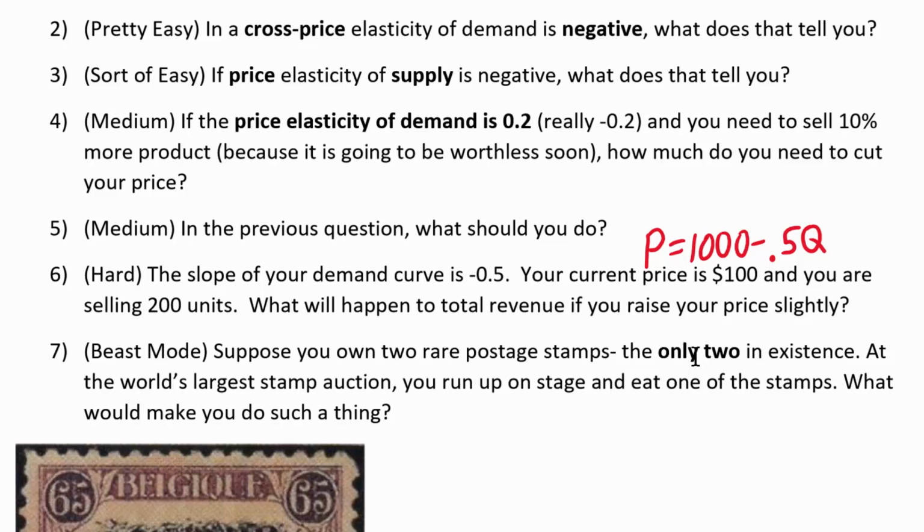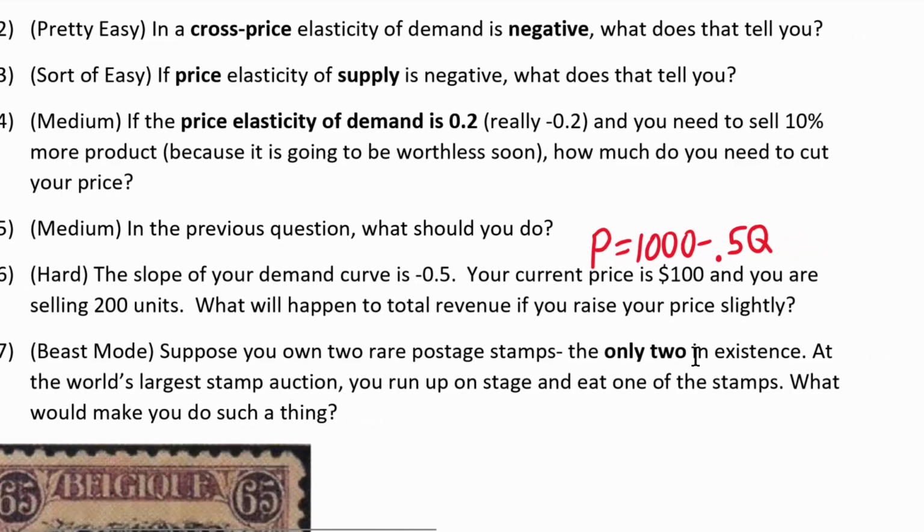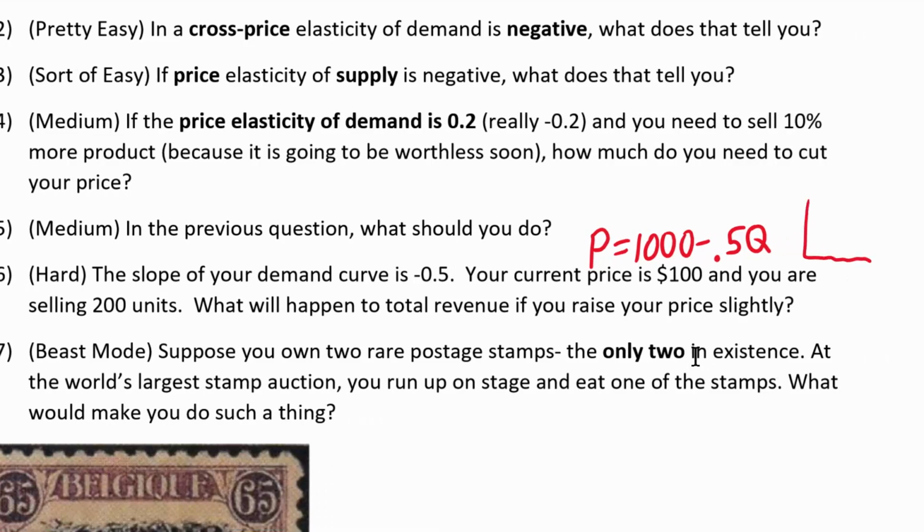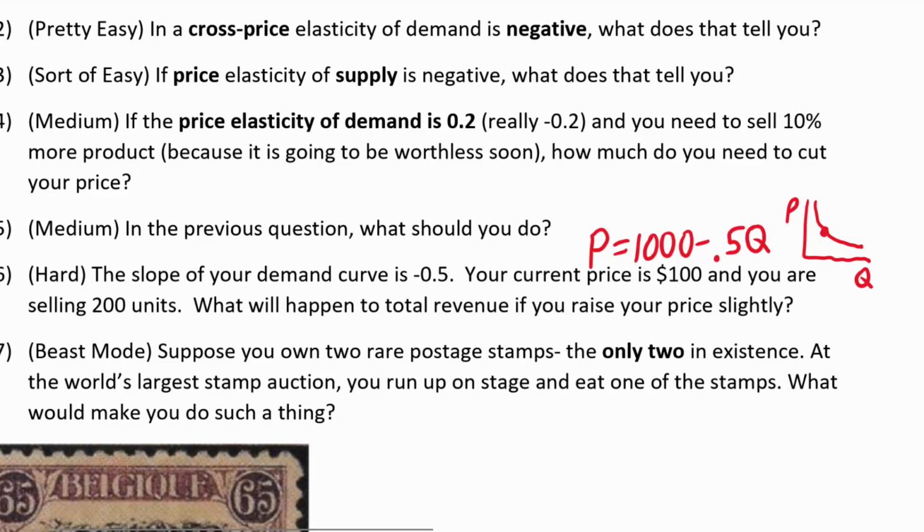Or since usually demand curves are curves, maybe we're talking about a curve. Here's price, here's quantity. And right here where we are, we see that the slope is minus 0.5, okay? So given the fact that the slope is minus 0.5, our current price is $100 and we're selling 200 units. What will happen to our total revenue if we raise our price just slightly?